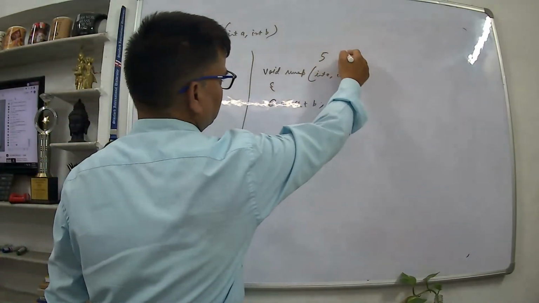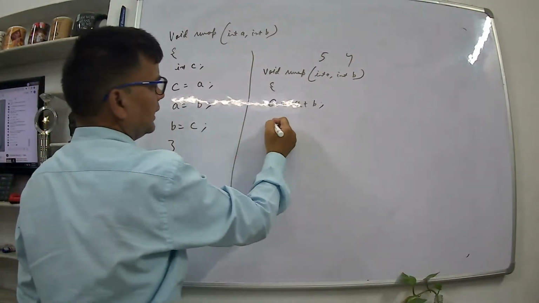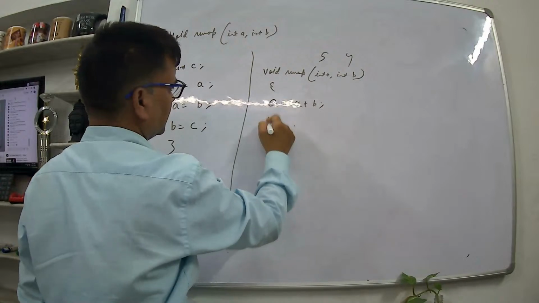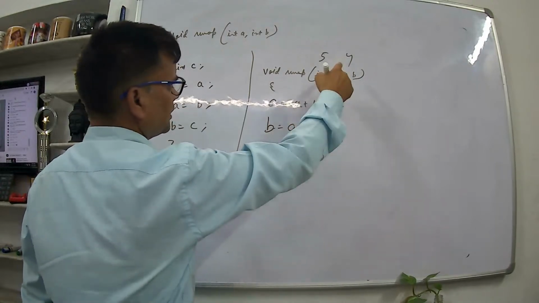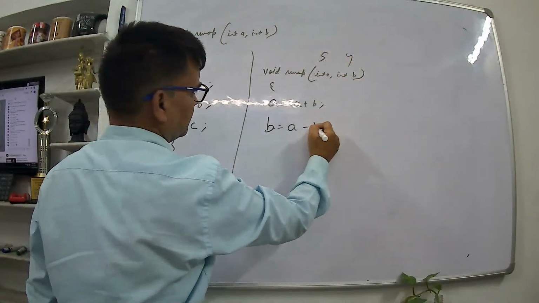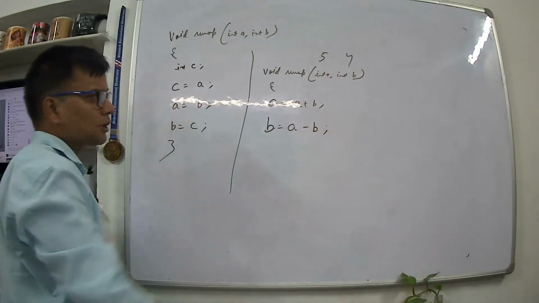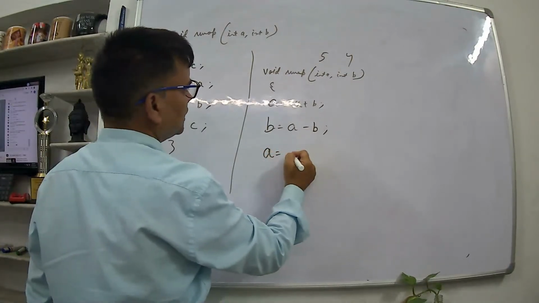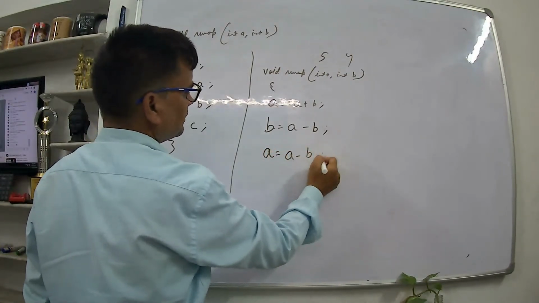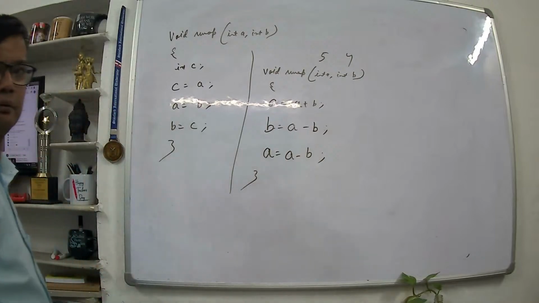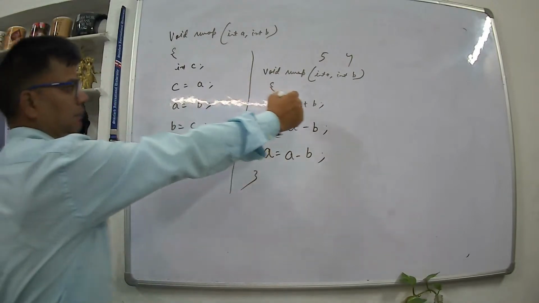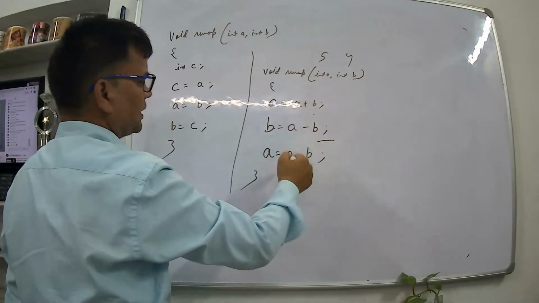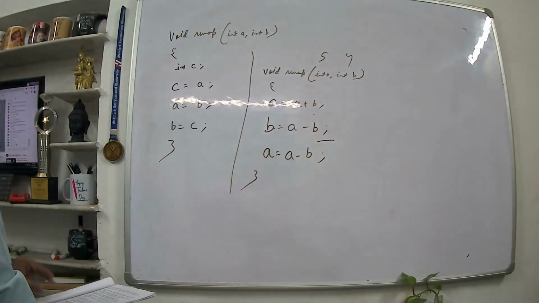For example, a was 5, b was 4. A becomes now 9. Then b is equal to a minus b, a is 9, so b now becomes how much? 9 minus 4, b becomes 5. And then a is equal to a minus b. So A became first 9, B became 9 minus 4, so B becomes 5, and A is equal to 9 minus 5, so A becomes 4. So the values are exchanged and they are swapped.